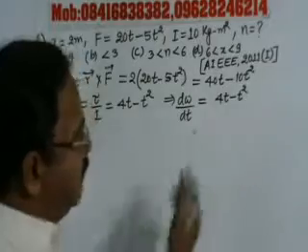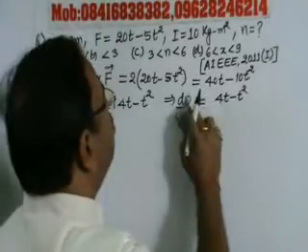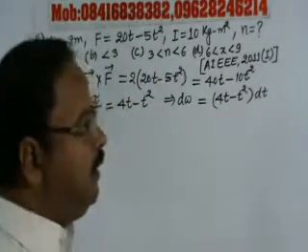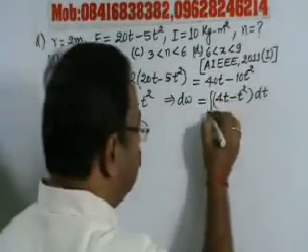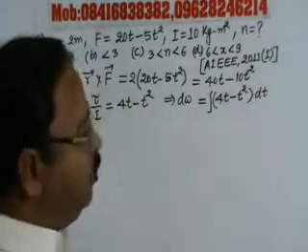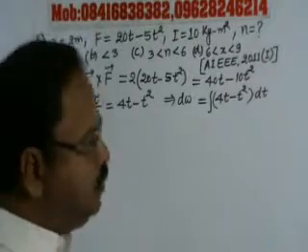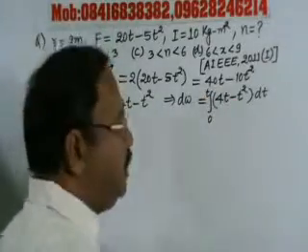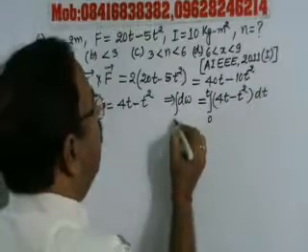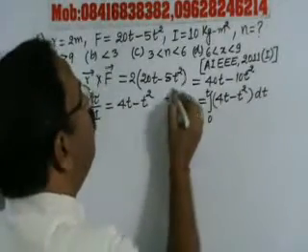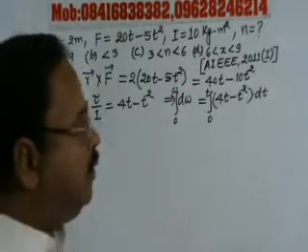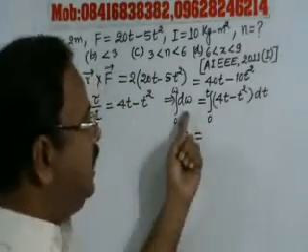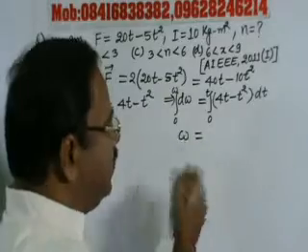So if we cross multiply, we have d omega equal to 4t minus t square dt. When we integrate this, the limits are 0 to t, and for omega it is 0 to omega. At t equal to 0, the rotation is 0. So we have omega minus 0, that is omega. The integration of d omega gives omega, upper limit omega minus 0.